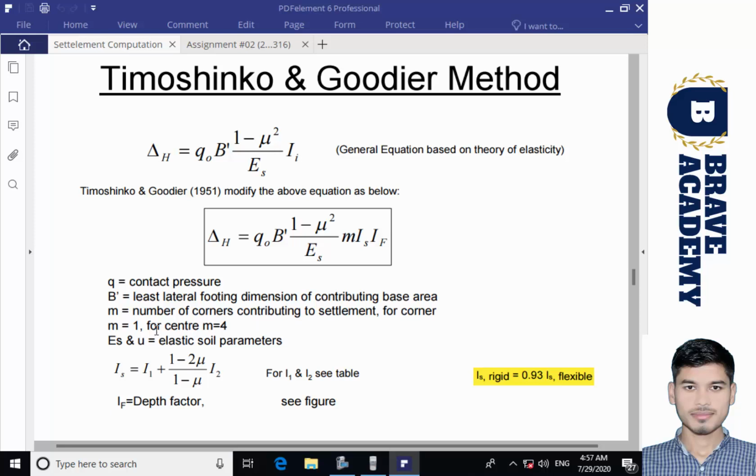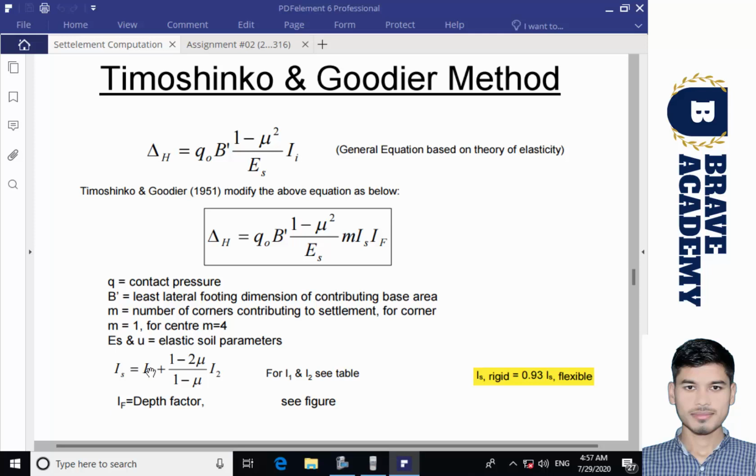For corner, M is equal to 1, and for center, M is equal to 4. If you are finding the settlement at corner, you will use M equal to 1, and if you are finding the settlement at center, then M used will be 4. And Es and mu are the elastic soil parameters. Es is the modulus of elasticity of the soil, and mu is the Poisson's ratio of the soil.